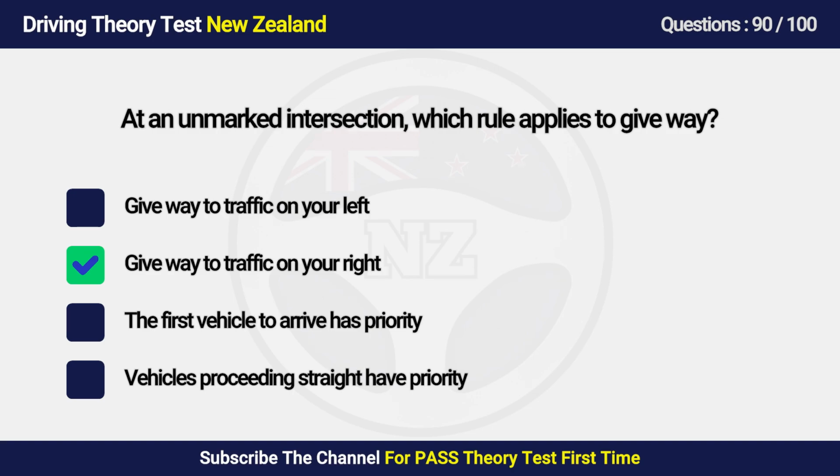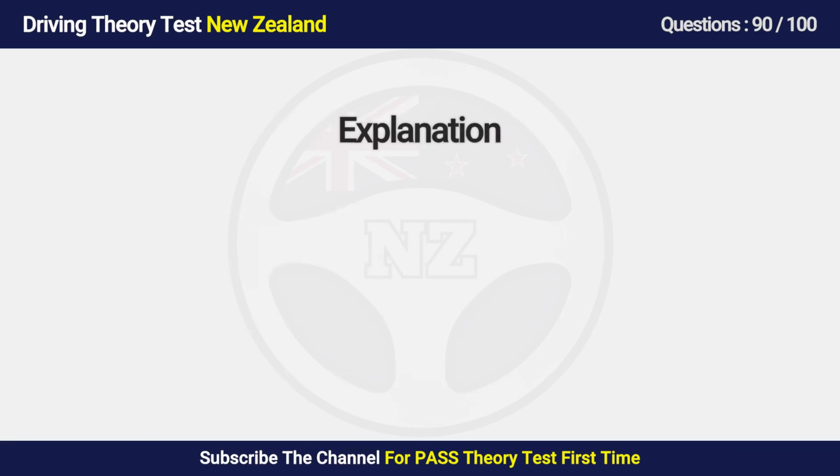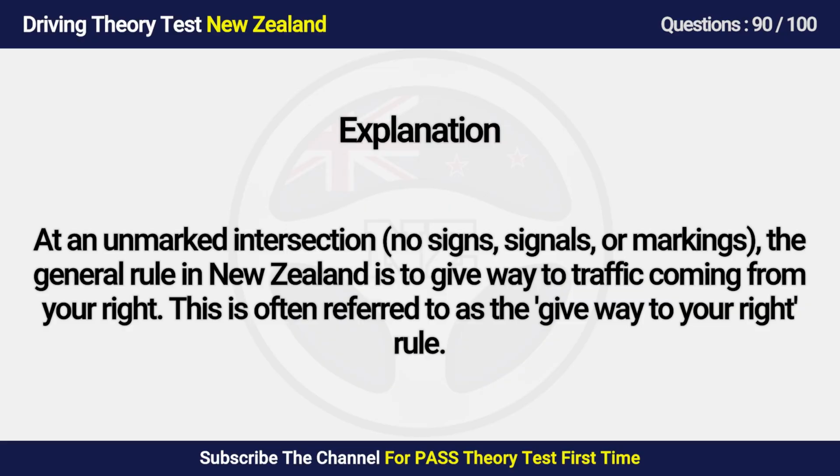Answer is B. Give way to traffic on your right. At an unmarked intersection, no signs, signals or markings, the general rule in New Zealand is to give way to traffic coming from your right. This is often referred to as the give way to your right rule.